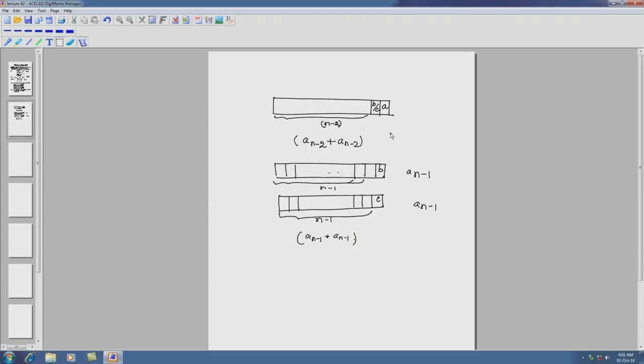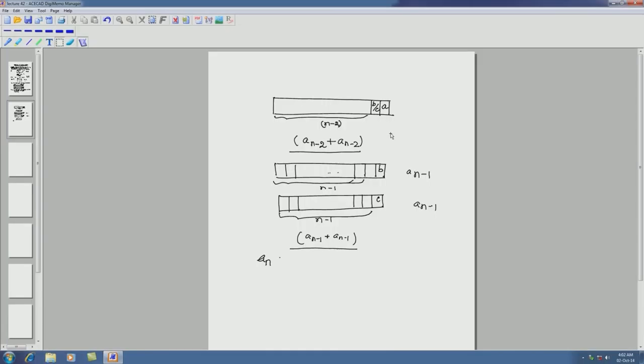Therefore, we come to the conclusion that if we have words of length n ending with A, then there will be A n minus 2 plus A n minus 2 many words of length n ending with A and not having two consecutive A's anywhere. And if the n length word is ending with B or C, then we will have A n minus 1 plus A n minus 1 many words, and these are the only possible words of length n consisting of three symbols A, B, C, so that no two consecutive A's appear.